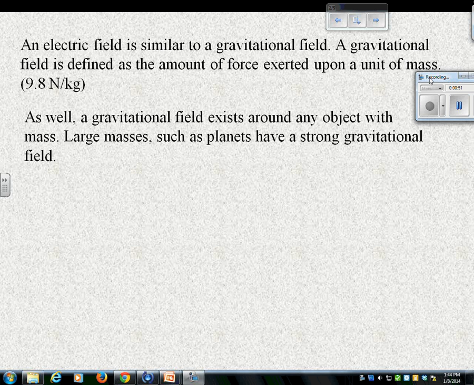A gravitational field exists on an object with mass. That's the only requirement, that there be mass. Large masses, such as planets, have a strong gravitational field. Small objects, like the little marbles here that Zach's playing with, have a really small gravitational field. But the field does exist.